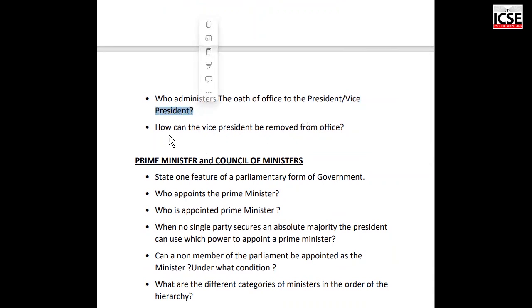How can the vice president be removed? Very important question. All of you note it down. The vice president is removed by a resolution that is passed by both the houses. That's it. There's a resolution for his removal. There is no impeachment procedure for the vice president. Only for the president we have impeachment.